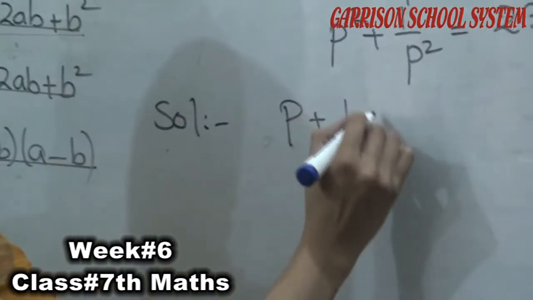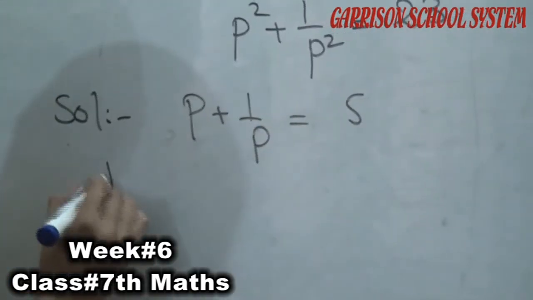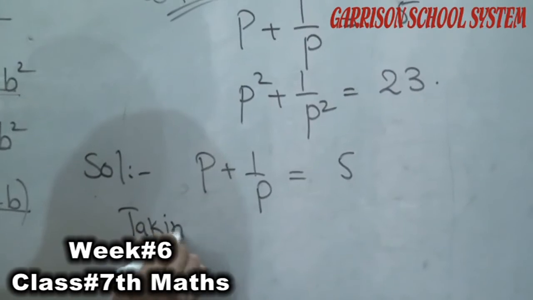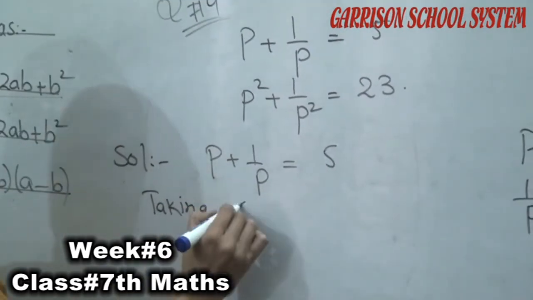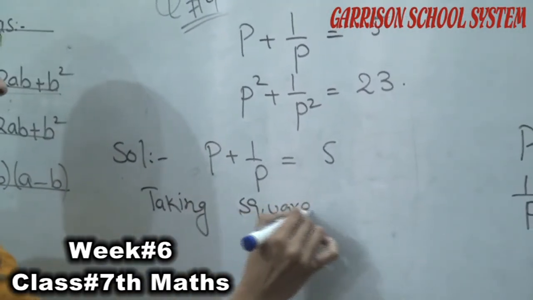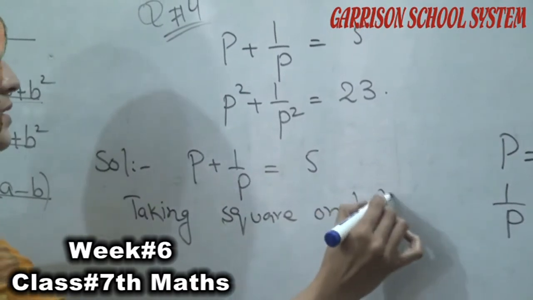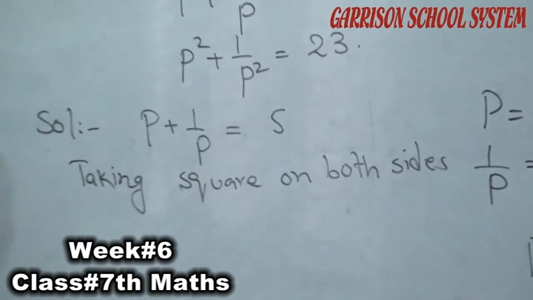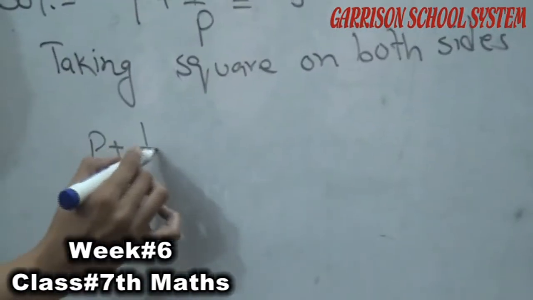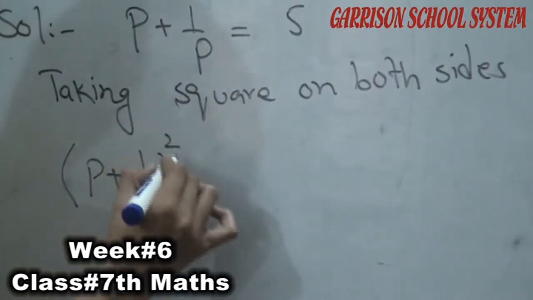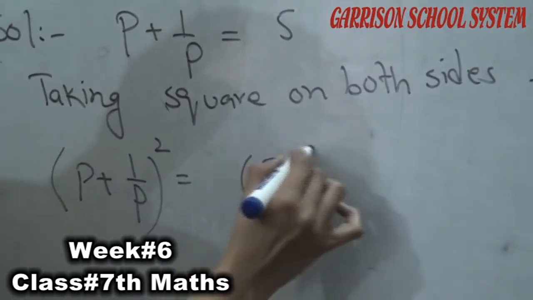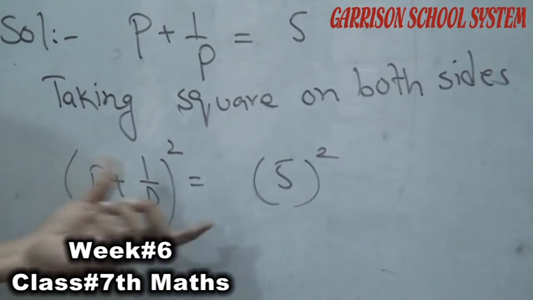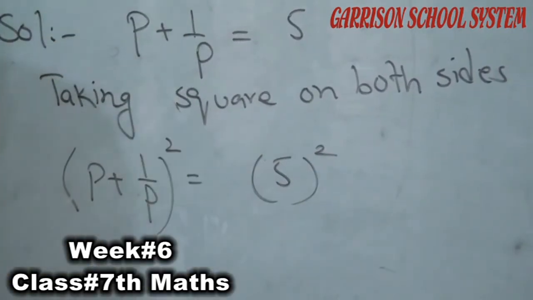square is equal to 5. Because here is the P square, so taking square on both sides. Taking square on both sides means P plus 1 over P whole square is equal to 5 whole square.